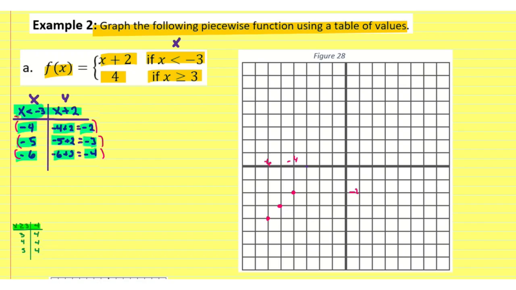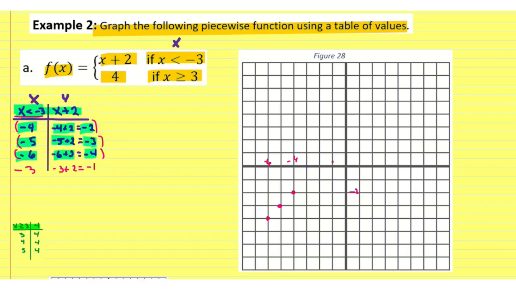but we need to also consider the fact that it said x is less than negative 3. So at negative 3, it's not equal to negative 3, but it is going to have a value. So at negative 3, the function value, let's calculate that. Negative 3 plus 2 is going to be equal to negative 1.